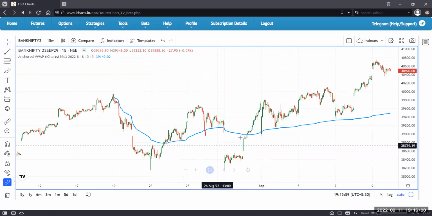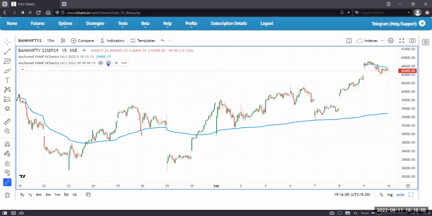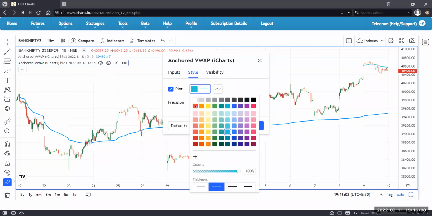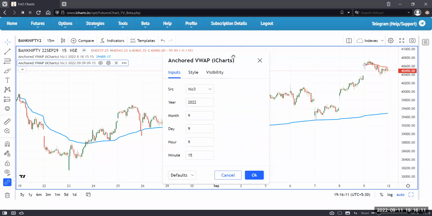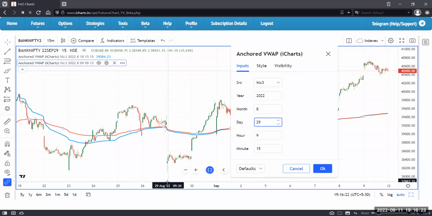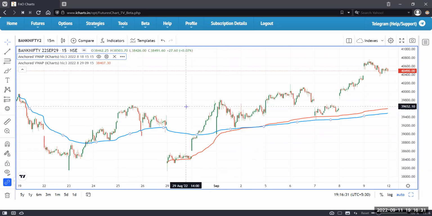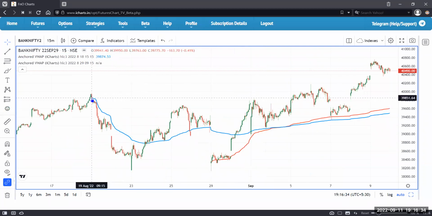You can add one more, and add it to a low point also. Let me add this again here. Let me change it to something else, say 29th August, 9:15. So this way you can set AVWAPs to begin from multiple points. So this is one way.